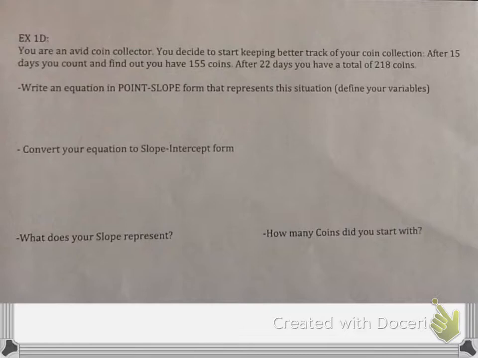Alright, so we have to figure out, it says here, write an equation in point slope form. So if you remember right, point slope is y minus y1 equals m times x minus x1. We need to identify a point, so I'm going to put a point there, and we need to find our slope.